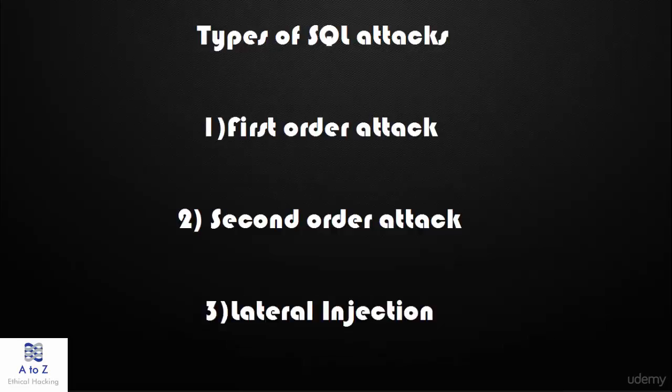Literal injection. The attacker can manipulate the implicit function such as to_char by changing the values of the environment variables, NLS date format or NLS numeric character.